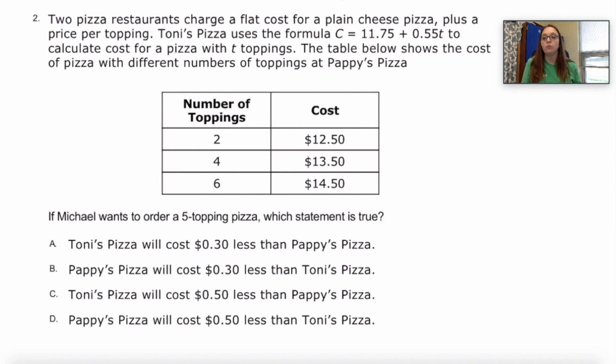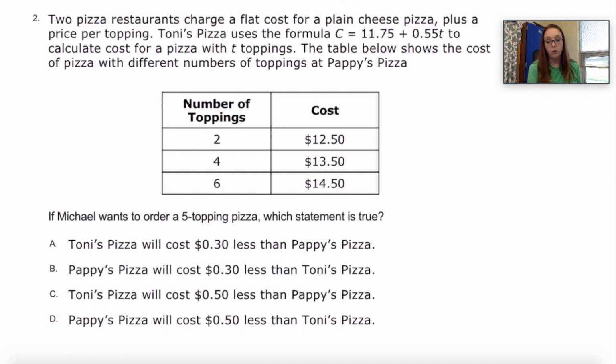Okay, number 2. Two pizza restaurants charge a flat cost for a plain cheese pizza plus a price per topping. Tony's Pizza uses the formula C equals 11.75 plus 0.55t to calculate the cost for a pizza with t toppings. The table below shows the cost of pizza with different numbers of toppings at Pappy's Pizza. If Michael wants to order a 5-topping pizza, which statement is true?